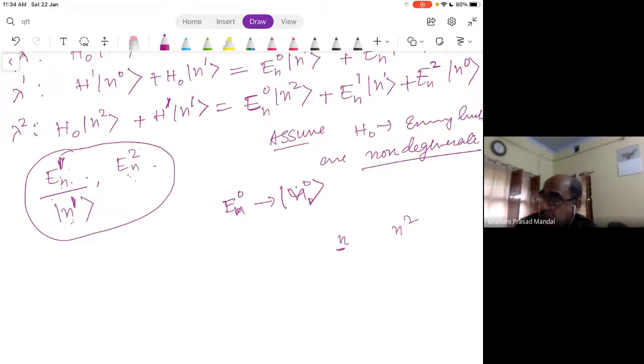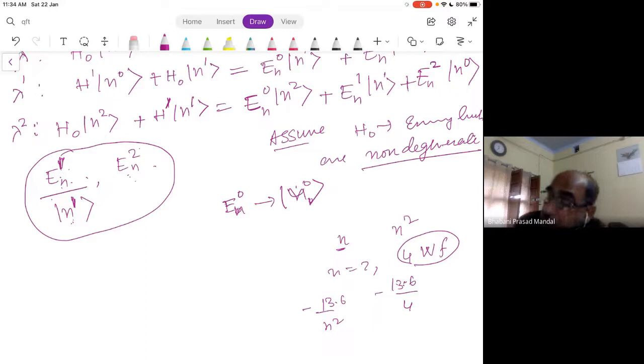N square degenerate. That means n equal to 2 has four wave functions, which have the energy 13.6 by 4, right? Energy is basically 13.6 by n squared with a minus sign in the hydrogen atom. Just for example, for those who know the hydrogen atom. So this is the meaning of degeneracy. Okay, I think it is clear.